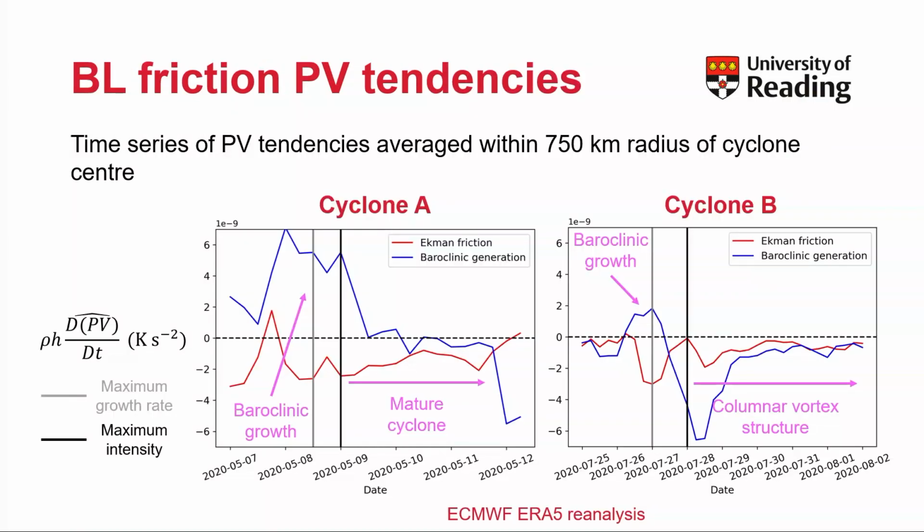And then this term becomes negative and large and stays negative for several days. It's clearly this baroclinic generation term that differs between the two cyclones, and this indicates different frictional mechanisms. And in the future, I'm going to be investigating this using idealized modeling.